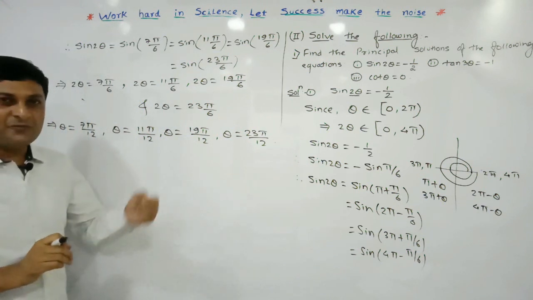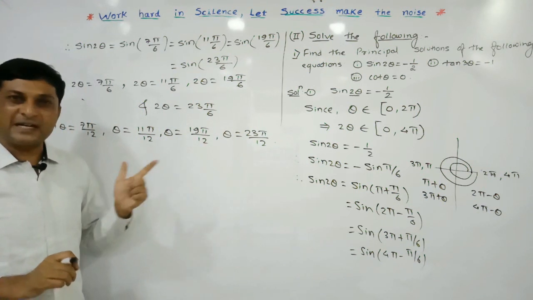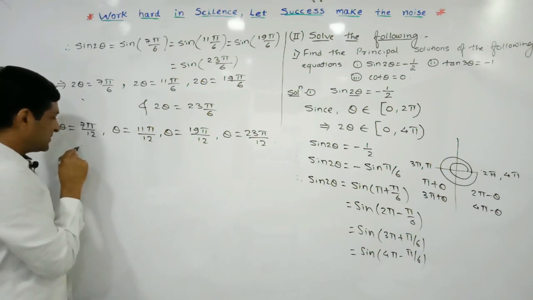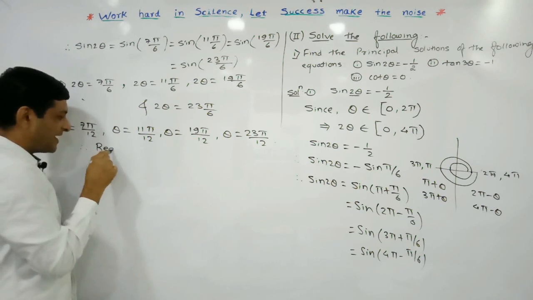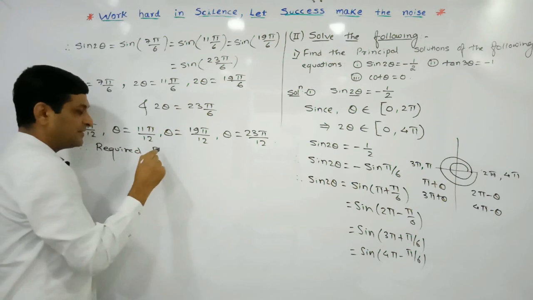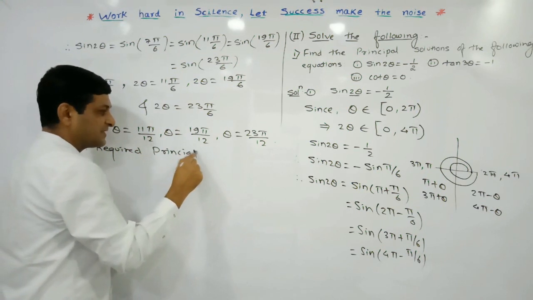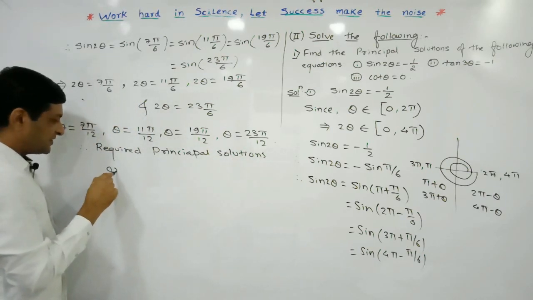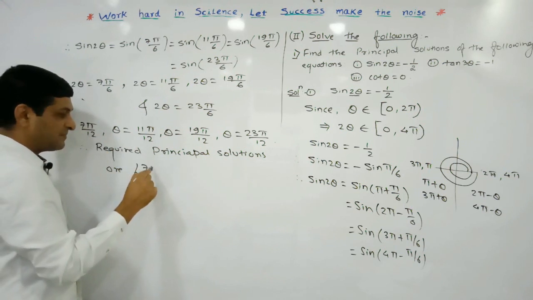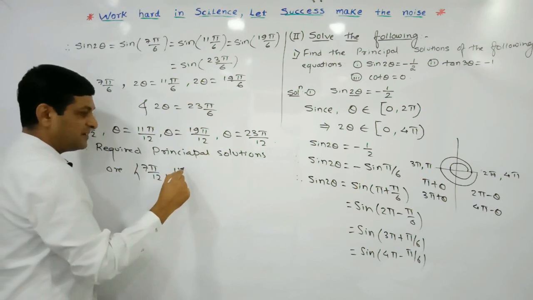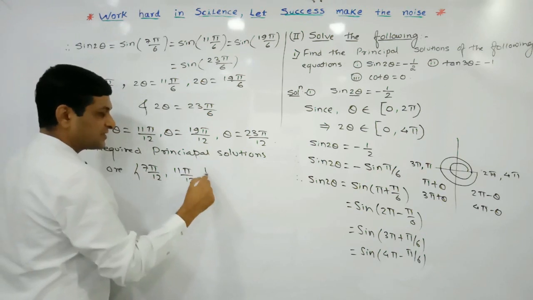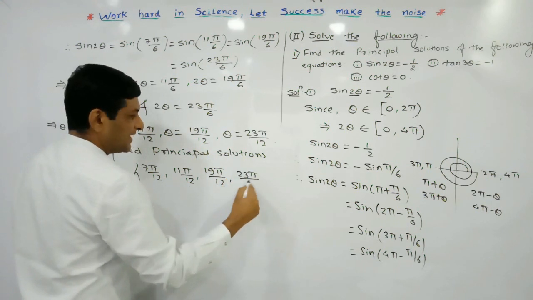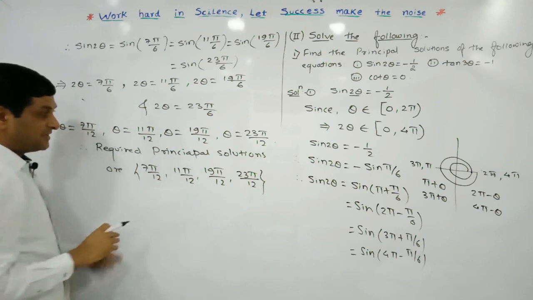So in this way we have got 4 values of theta which lie in this interval and satisfy the given inverse trigonometric function, and such values are called as what? Principal values. So we can say that the required principal solutions are: first is 7 pi by 12, second is 11 pi by 12, third is 19 pi by 12, and lastly 23 pi by 12.